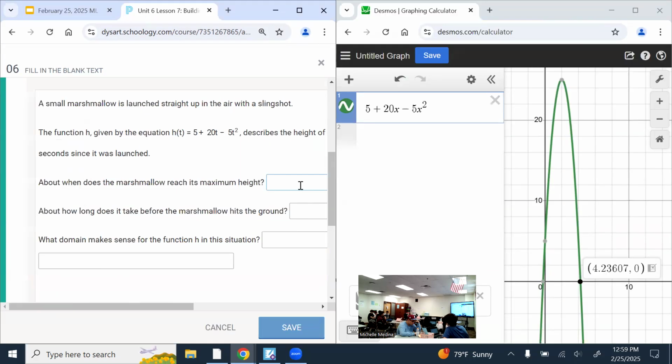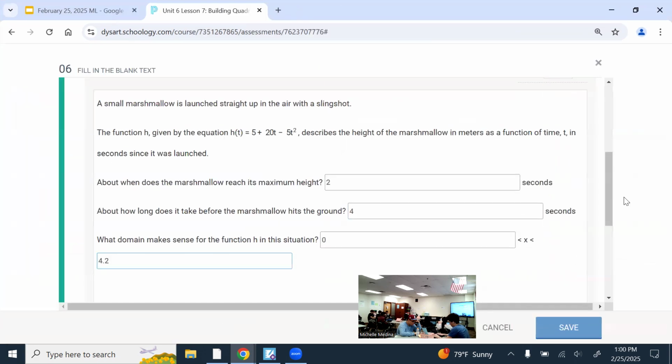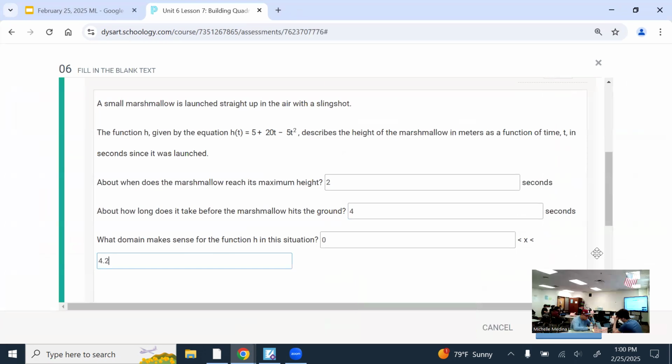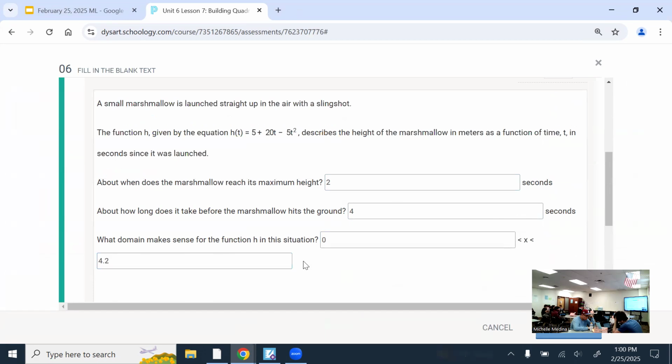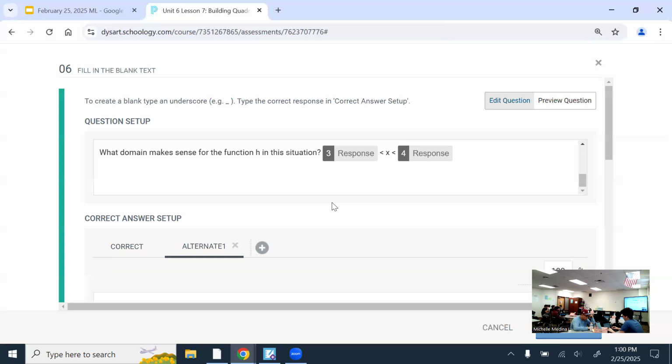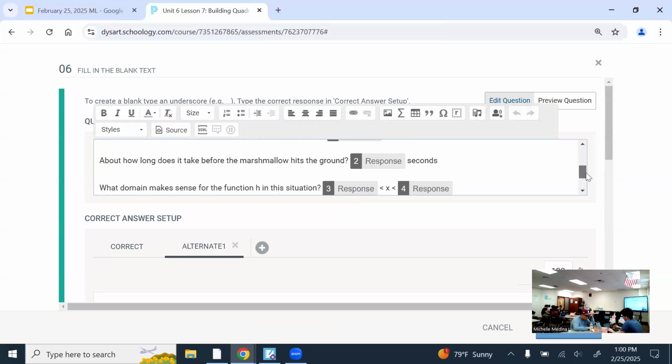Okay, so it reaches its maximum height at 2, about 4. I'm going to put the domain as like 4.2 as an additional answer, because it should really stop at wherever it hits the ground. On the real test, your unit test, it should be more clear, but I'll put that as an additional answer. Maybe I'll put some directions so that way it tells you more likely how to put the answer in.